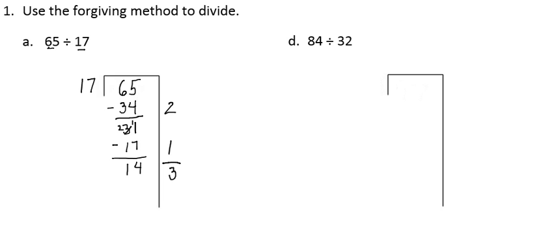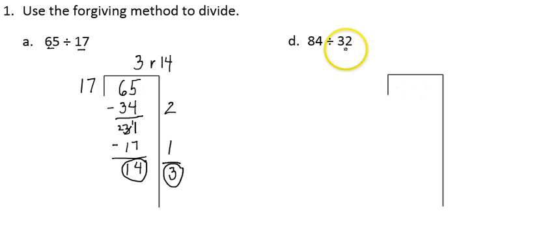Now I'm going to add up the number of groups of 17 I took out. I took out 3 groups of 17. So my answer, or my quotient, will go on top. I took out 3 groups of 17, and I have a remainder of 14. So the total number of groups is my answer. The leftover is my remainder. Let's look at another example.